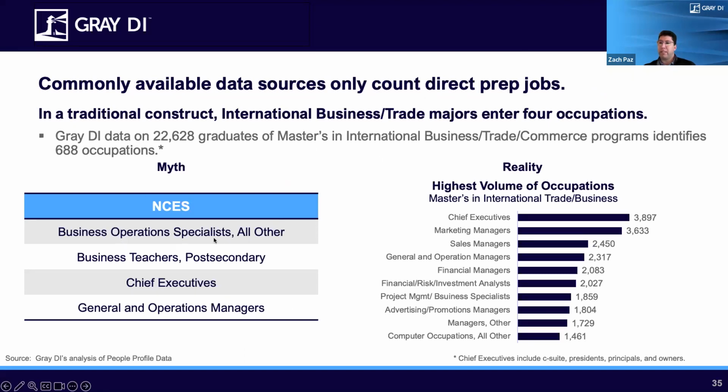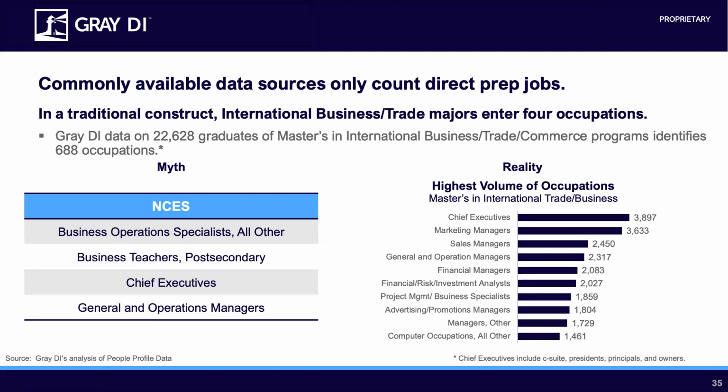If we look at the NCES crosswalk, there's 4 occupation codes linked to international business and trade. Business operations specialists, all other, business teachers, post-secondary, chief executives, which can be a little bit misleading. It's anything from even just executive leadership level, not just CEOs. Includes C-suite, presidents, principals, and owners. So just keep that in mind whenever you see chief executives. And then general.